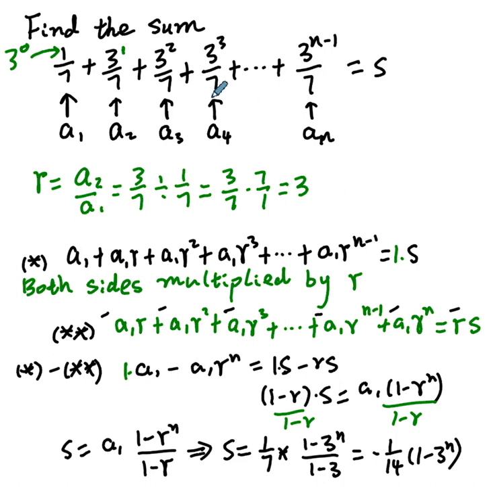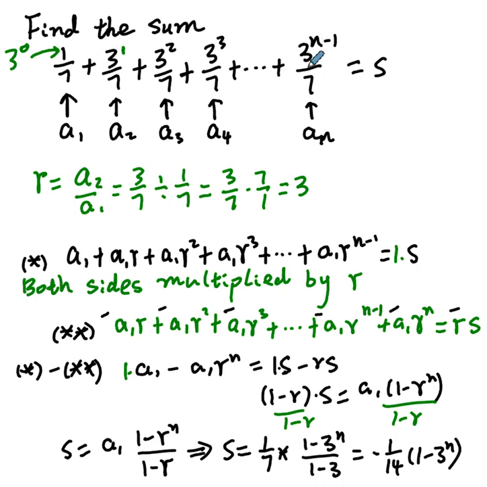In this question, we want to find the sum 1/7 plus 3/7 plus 3 squared over 7 plus, and the last term is 3 to the n minus 1 over 7. We want to add all of them together. N here can be, let's say, 5, 10, 100, 10,000. So any number. So then we need a general formula.